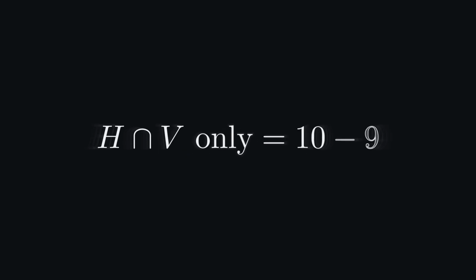Next, we will find the number of students who play hockey and volleyball only. 10 students play both hockey and volleyball. We subtract the 9 who play all 3 games from this total. So, 1 student plays only hockey and volleyball.